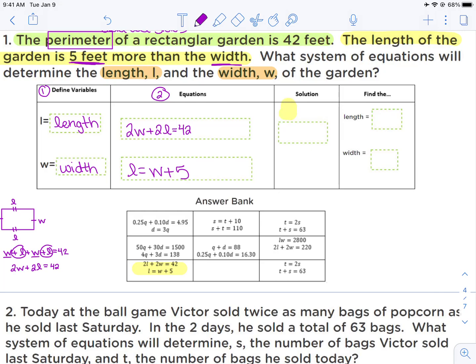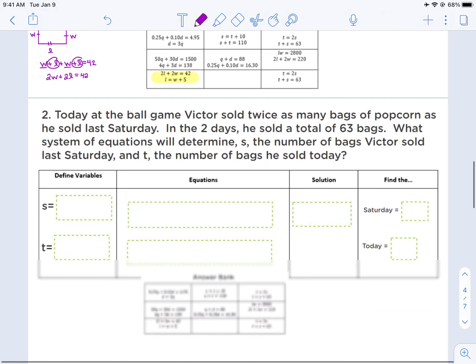Change back to my pen. L, W. So it was 13, 8, which meant my length was 13, my width was 8. That's it. Okay, moving on to the next one.